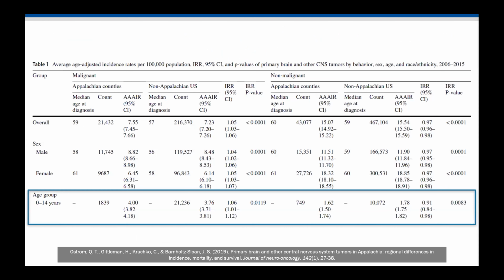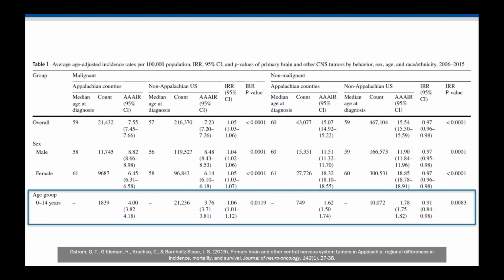There's additional, more current data that was published by the CBTN group with Jill Barnholtz-Sloan and others, and this is also consistent. They separated out kids from the age of 0 to 14, and they're comparing the malignant tumors as well as non-malignant brain tumors between the Appalachian and non-Appalachian regions of the U.S.